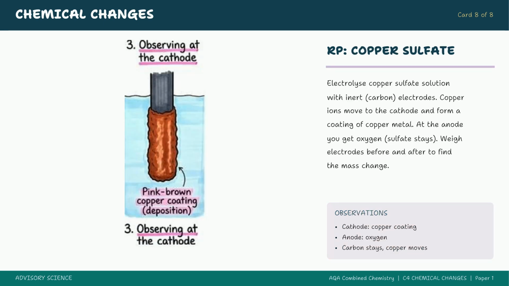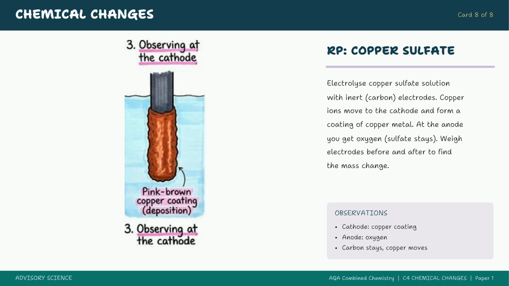Required practical: electrolysis of copper sulfate. In this practical, you electrolyze copper sulfate solution using inert carbon electrodes. Copper ions move to the cathode and form a coating of copper metal there. At the anode, you get oxygen because sulfate stays in solution. Weigh the electrodes before and after to measure the mass change.